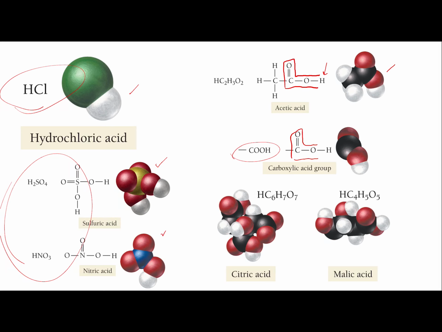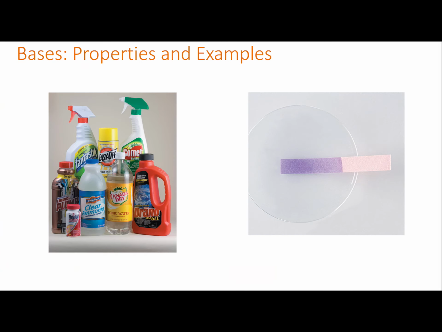Okay, let's talk about bases. Bases have the following properties. They are bitter. They are slippery. They turn red litmus paper blue. So again, you can use red litmus paper to detect basicity, blue litmus paper to detect acidity, and the color change will indicate that. Now, all of these consumer products that I'm showing you here in this picture contain bases.